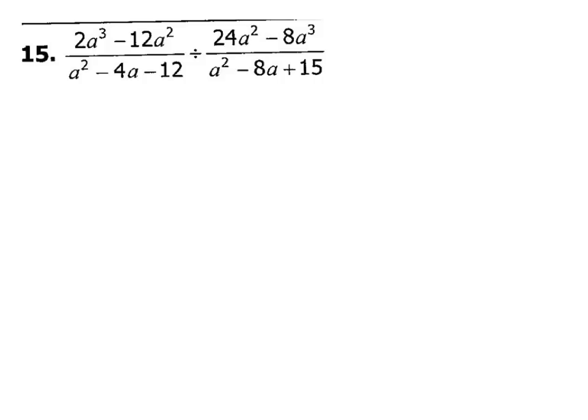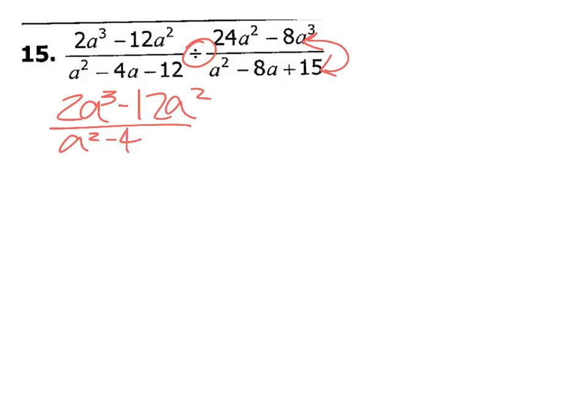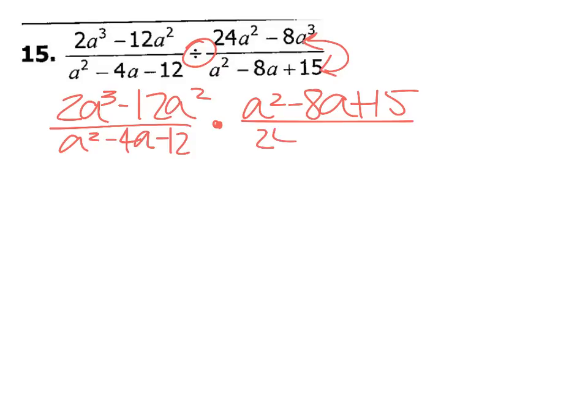All right, last but not least, number 15. So we've got dividing. We're dividing rational expressions. Can't divide, so we want to flip and multiply. So first, copy the first one, 2a to the 3rd minus 12a squared over a squared minus 4a minus 12. Change the sign, flip the second rational expression over 24a squared minus 8a to the 3rd. All right, so this is always our first step because we cannot divide rational expressions just like fractions. You have to flip and multiply.